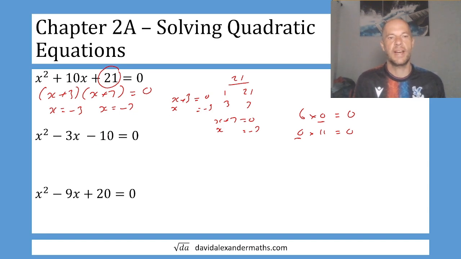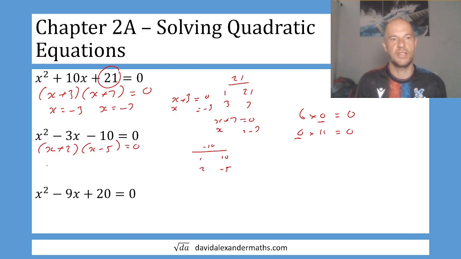Okay, here we're looking for factors of negative 10. So just focus on the 10 for now. That's 1 and 10 and 2 and 5. Now it's actually minus 10, so one number must be positive, one must be negative. And how am I getting negative 3? Well, that is going to be positive 2 and minus 5, and 2 times minus 5 will give me that minus 10. So in brackets that is (x + 2)(x - 5) = 0, so the solutions are negative 2 and positive 5.